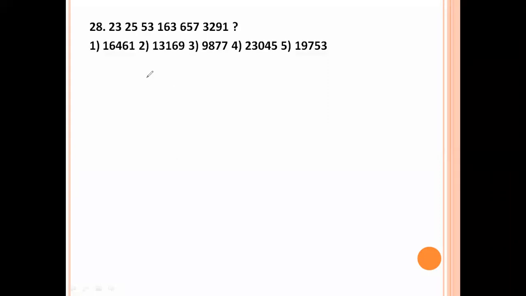Next. Here the difference is more. More means multiplication. 1 into 1 plus 2, 2 into 2 plus 3, 3 into 3 plus 4, 4 into 4 plus 5, 5 into 5 plus 6, 6 into 6 plus 7. 6 into 6 is 36, plus 7 is 43. The last digit is 3. Only one option has that, so that is the right answer. Option number 5.